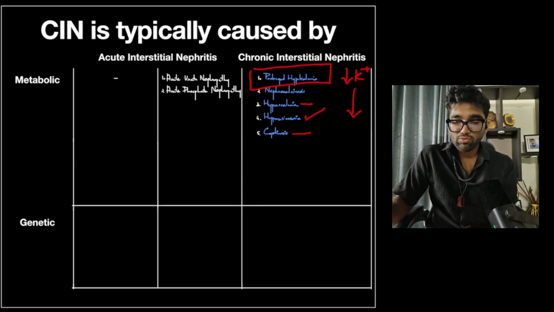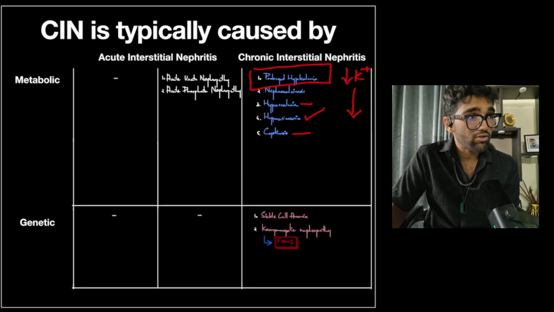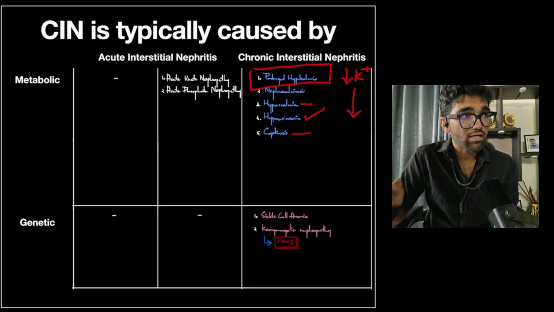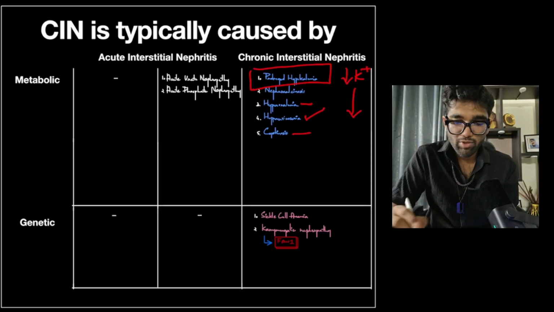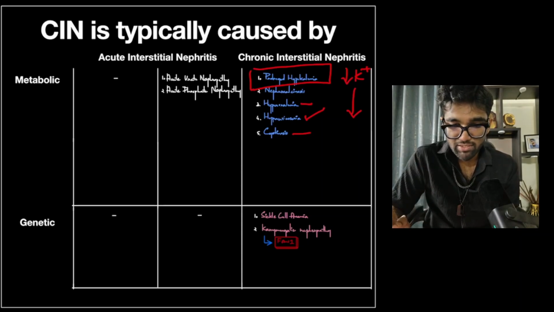Now coming to the genetic causes. So there are only two genetic causes. One is sickle cell nephropathy, or sickle cell anemia related nephropathy. Again, this would be because the renal medullary vasculature is obstructed by the sickling of RBCs in sickle cell anemia.